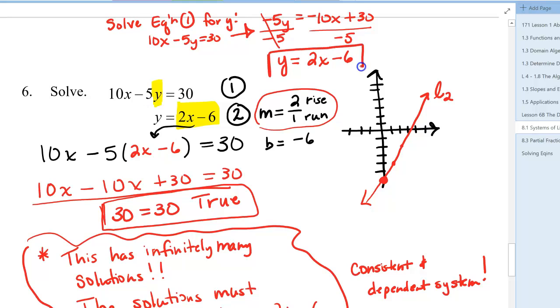So look what happened. Line 1 and line 2 end up being the same line. Or another way to think about it is they're overlapping. If you remember, that's what happens when you have infinitely many solutions, and the ordered pairs that lie on that line are where the solutions live.